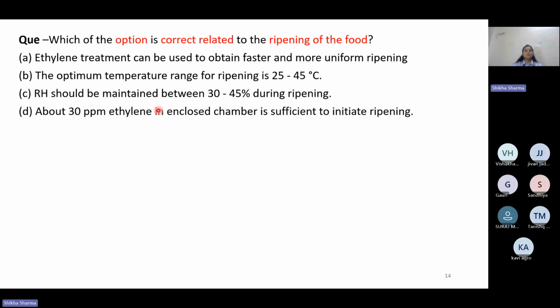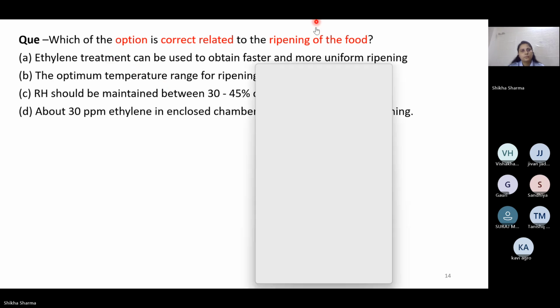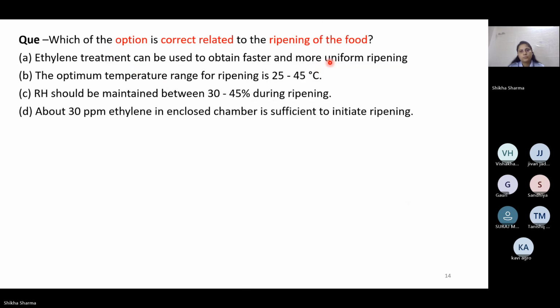So the last question was clear to everyone. We are moving to the next question. Is it okay? Okay. So Suraj is saying we can move to the next question.